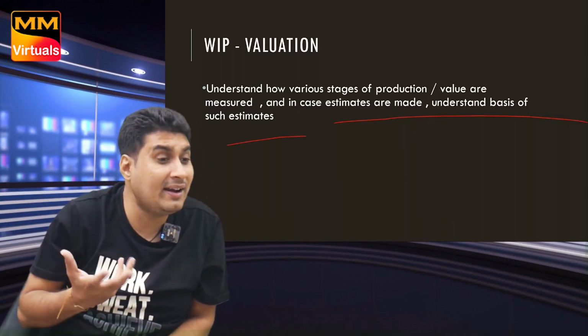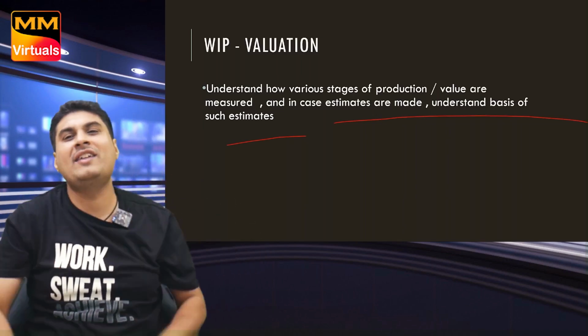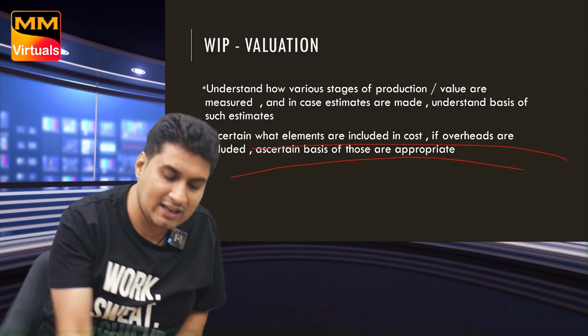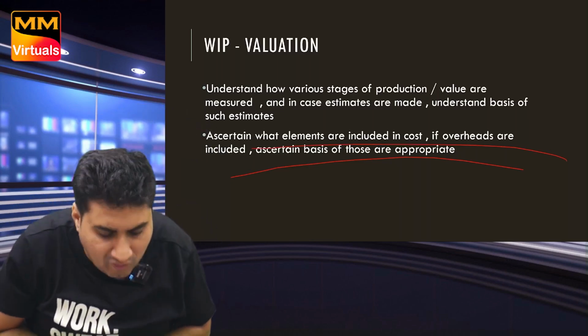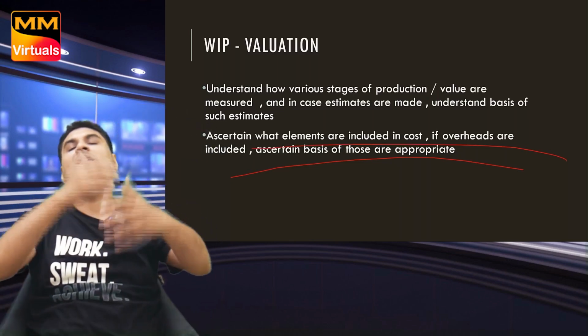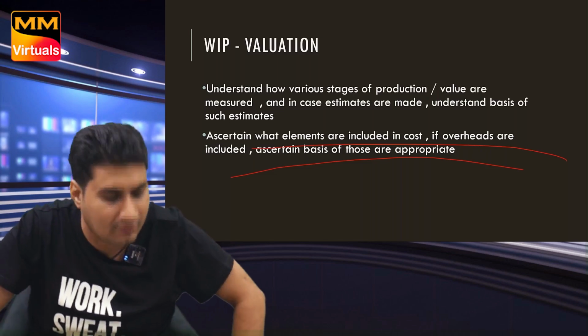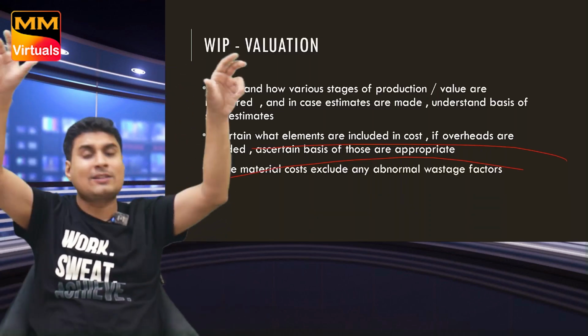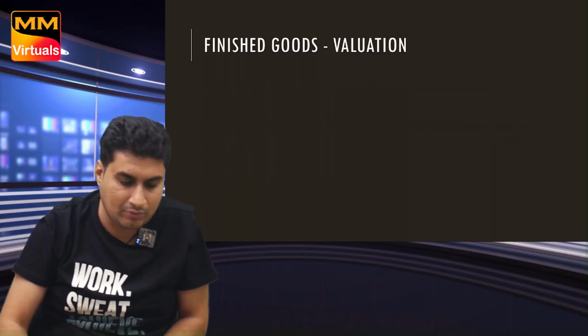In case of an estimate, how have you arrived at such an estimate, 40% complete, 50%? Ascertain what elements are included in cost. If overheads are included, check whether the basis of those overheads is proper or not. Ensure material excludes abnormal cost. Don't include abnormal cost.